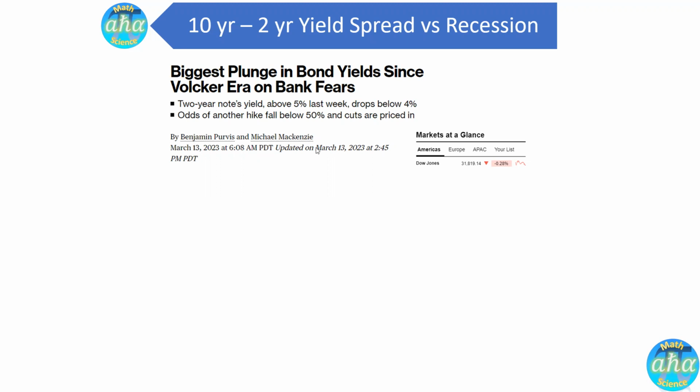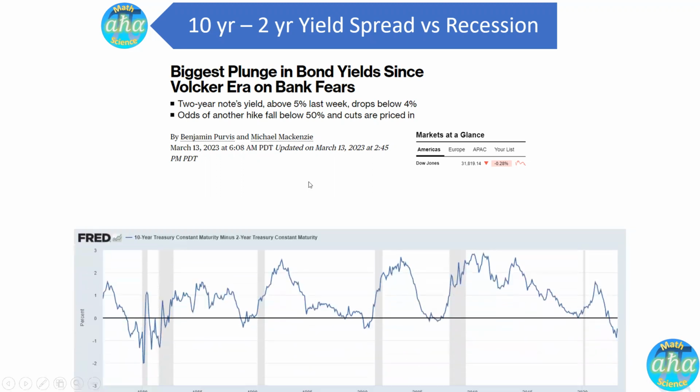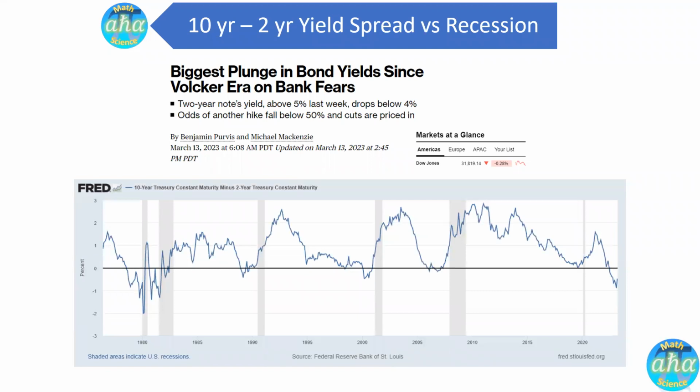As a result, we showed the so-called 10-year and 2-year spread, which is shown here. This is basically the 10-year Treasury yield minus the 2-year Treasury yield. At normal times, this difference is positive. In other words, the 10-year yield is greater than the 2-year yield. However, before each recession, you can see this yield spread becomes negative, and that's known as the yield curve inverting.